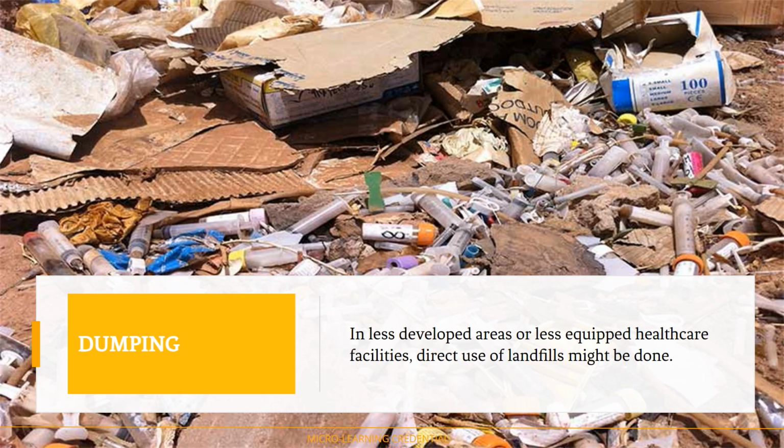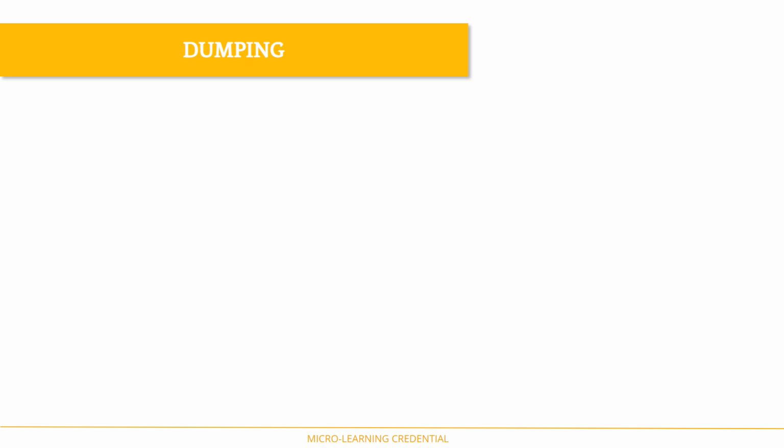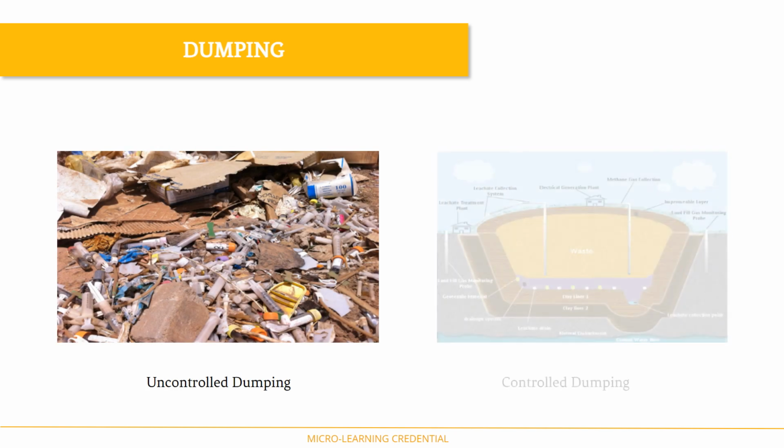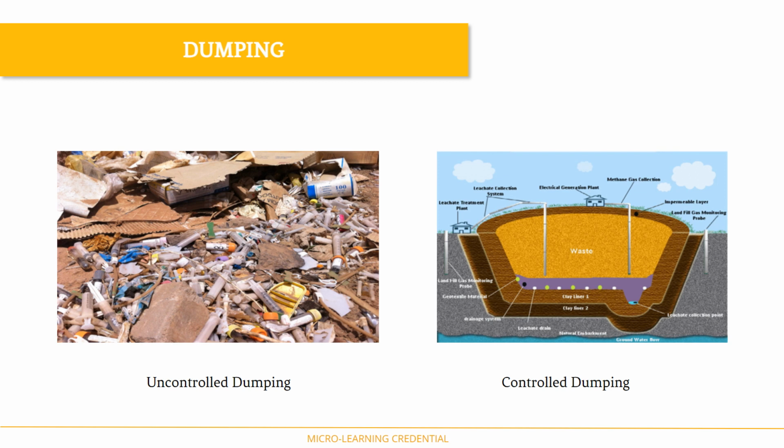In less developed areas or less equipped healthcare facilities, direct use of landfill might be done. There can be two ways of land disposal of waste: uncontrolled and controlled dumping. Uncontrolled dumping is characterized by scattered and unruly deposit of waste without their containment. Controlled landfilling represents disposal into the land characterized by better operating practices and design improvements to reduce health and environmental impacts. It can be done by isolating hazardous biomedical waste from the environment.